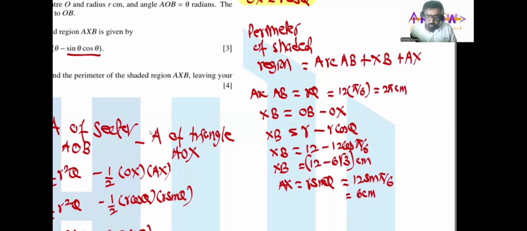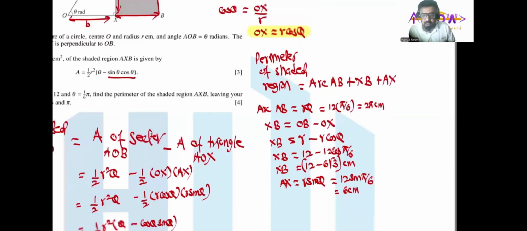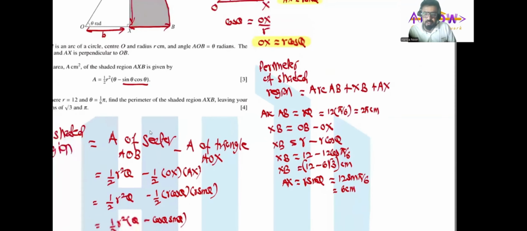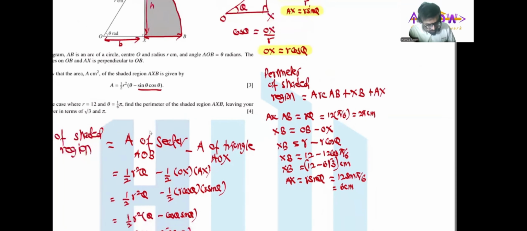And now what are we going to do? We are going to find the perimeter of the shaded region, and for that purpose, we have already made this formula: arc AB plus XB plus AX. Here we are going to just find the perimeter.